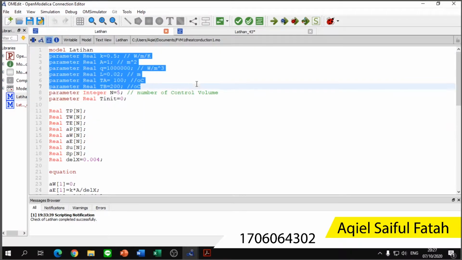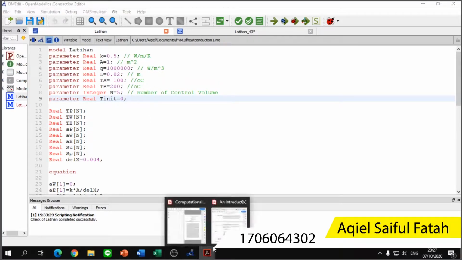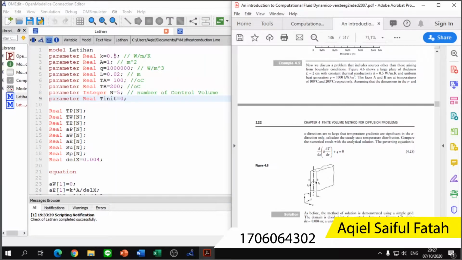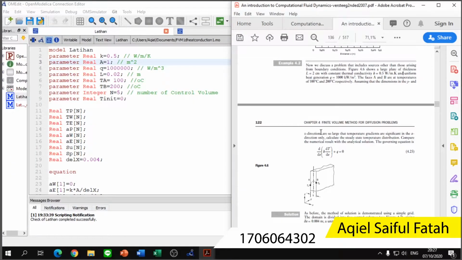There's the first group of code, which is the initial conditions for the example. Parameter real k equals that one, right? And then you just put in everything from the examples into there. So K equals 0.5 watts per meter per watt. You just put it in there, and then define A is what, Q is what, L is what, and so on and so forth until all parameters are in there.